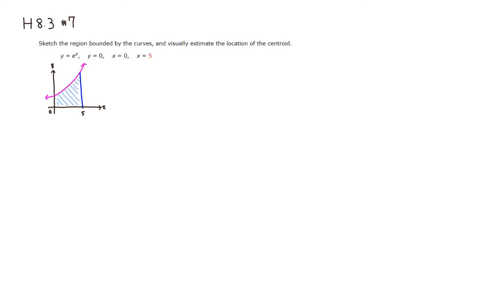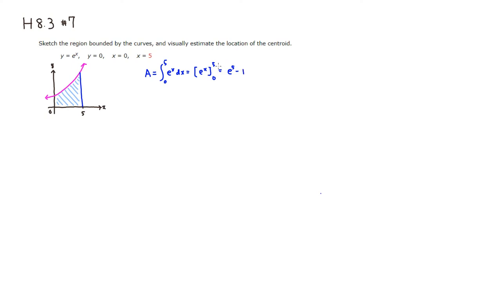First we need to find the area, so let's find the area. The area is simply the integral from 0 to 5 of the graph, e to the x, with respect to x. The antiderivative of e to the x is still e to the x, and you're going from 0 to 5, so we get e to the 5 minus e to the 0, which is 1. So this is the area.